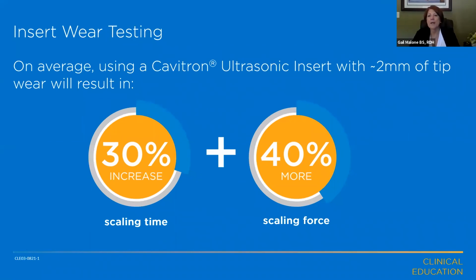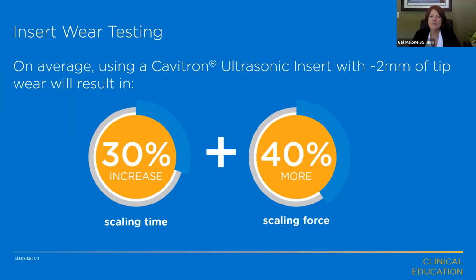Now, what happens is when clinicians use these less efficient worn tips, they intuitively compensate for the loss of efficiency in a number of ways. Many times the clinician will actually apply more pressure to the tooth surface while scaling because the insert isn't operating the way that they feel that it should be.